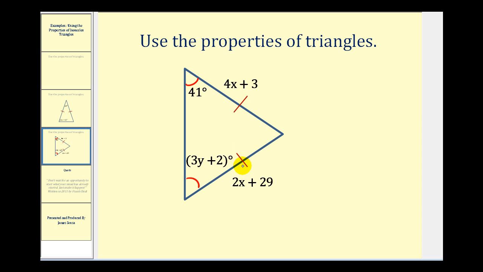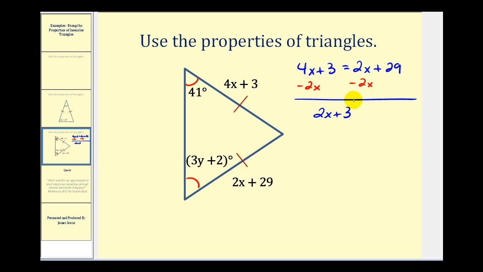If these two sides are congruent, then they're the same length. So 4x plus 3 must equal 2x plus 29. So now we have an equation that we can solve for x. Let's go ahead and subtract 2x on both sides. This will give us 2x plus 3 equals 29.